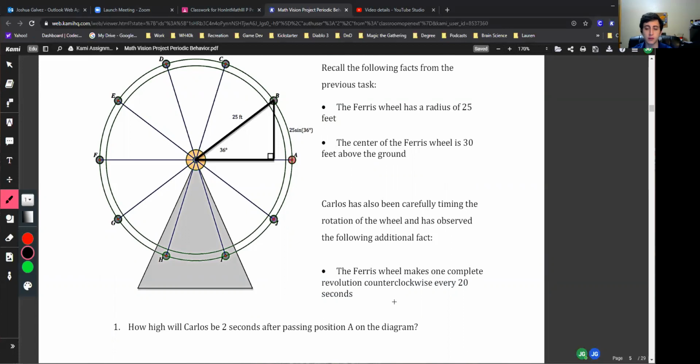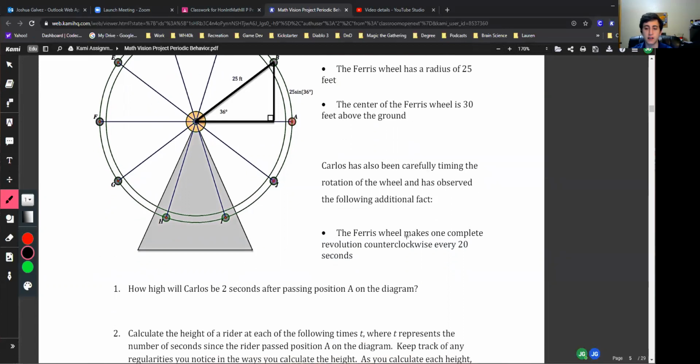There are a couple of different ways to approach this. If it takes 20 seconds to go a full rotation, then the fact that he is counting 2 seconds after passing position A means that he is 2/20ths of the way. You can think of it as he has completed 1/10 of the rotation. So 1/10 of the rotation, if a rotation is 360 degrees, would be 36 degrees. So that's one way that you can approach that.